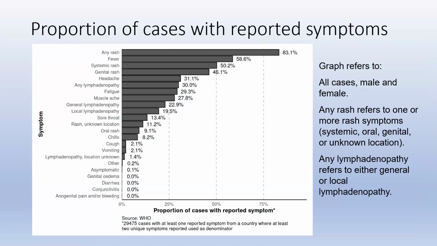Looking at the proportion of cases with symptoms, which symptoms are common. As I said, any rash will affect up to 83% of the patients. Fever is the second most common symptom at about 58%, then a systemic rash at around 50%, genital rash, especially if it's sexually transmitted, about 46%, headache. Lymphadenopathy is also pretty common. Then the rest, as I've mentioned, the fatigue, muscle aches, and so on.